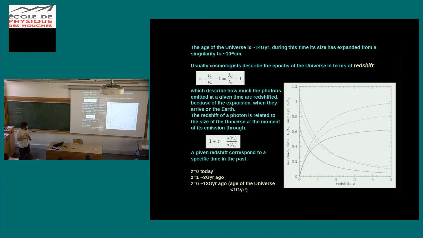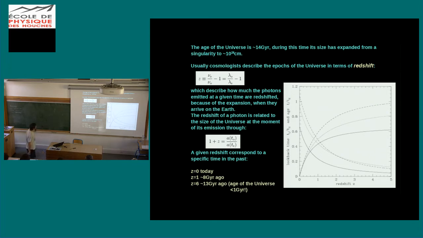So remember that when we talk about the universe, we usually express both time and distance with a single parameter, which is the redshift. Sometimes you use redshift to describe the distance of an object. Sometimes you use redshift to define how much time has passed.